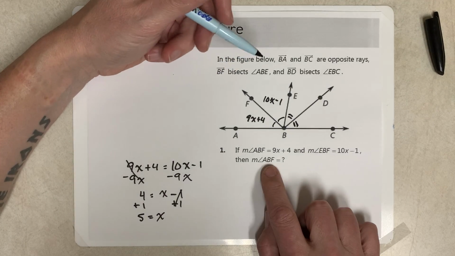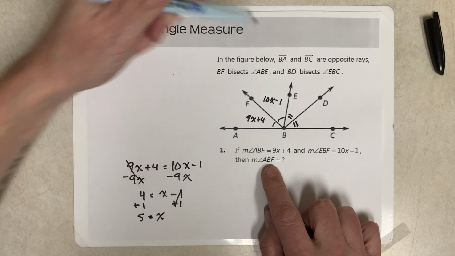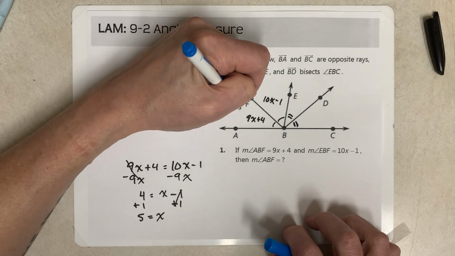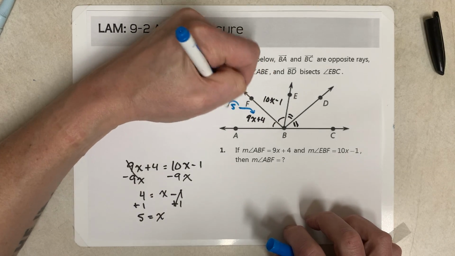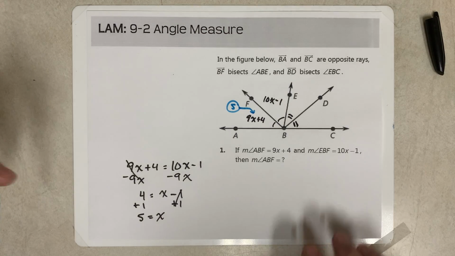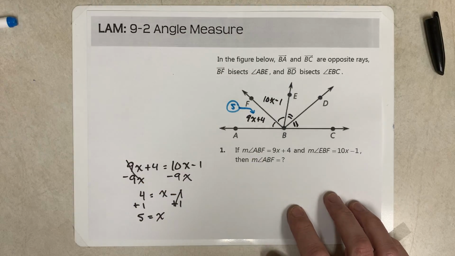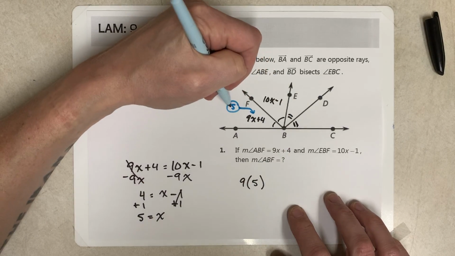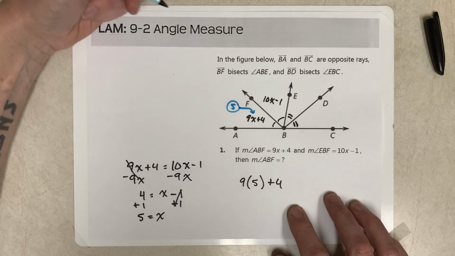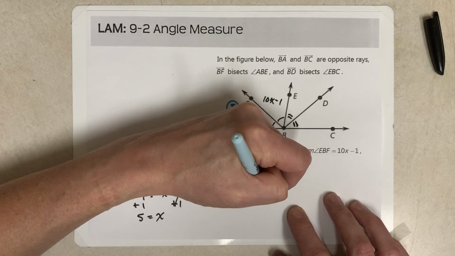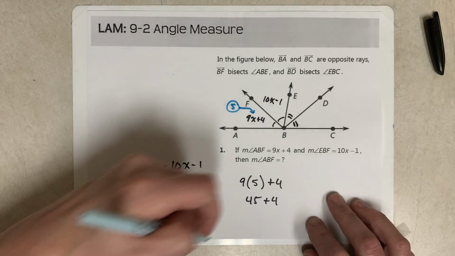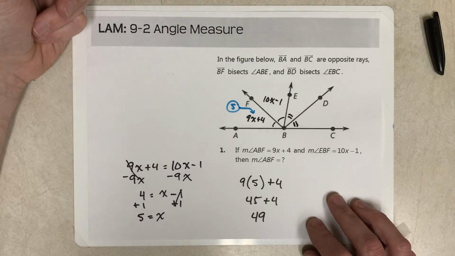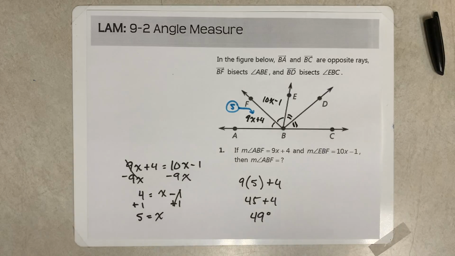We want to know what measure of angle ABF is. So we have to plug a 5 in for that x right here. Okay, so here we go. 9 times 5 plus 4 is going to be 45 plus 4, and the final answer should be 49. So 49 degrees is the measure of ABF. All right. Okay, next one.